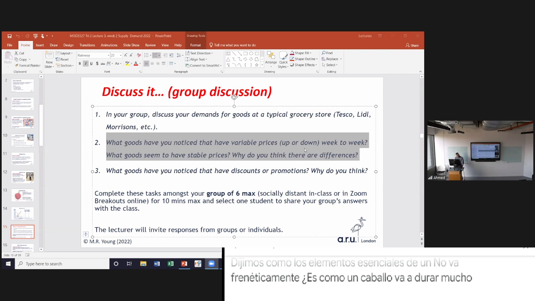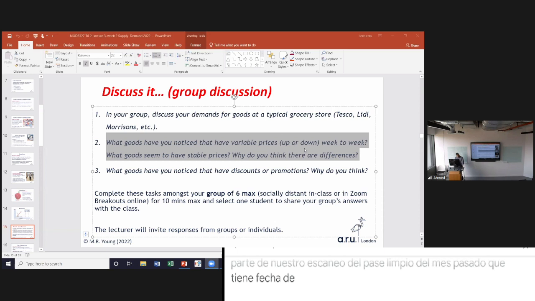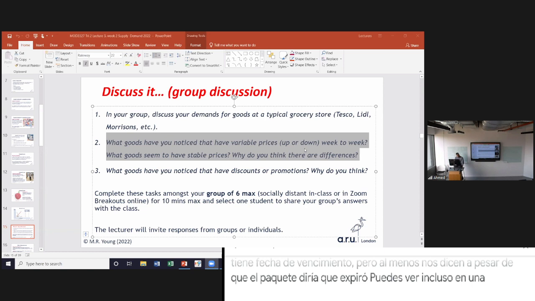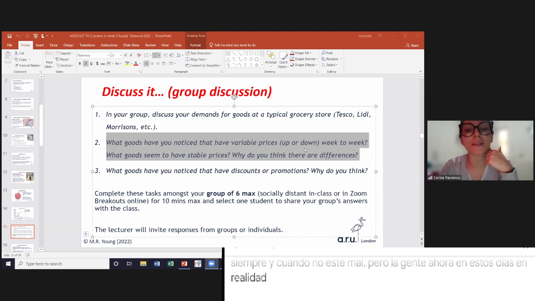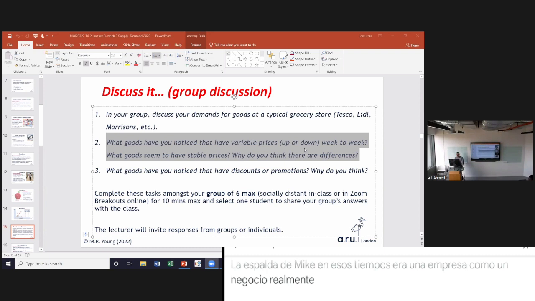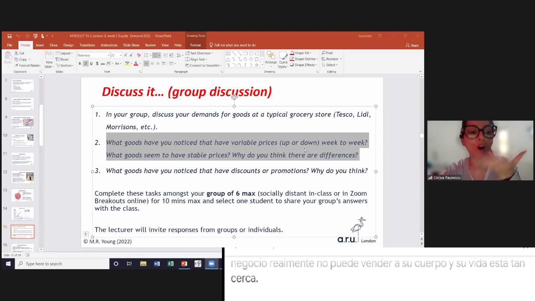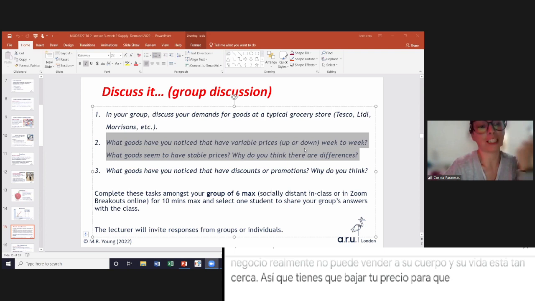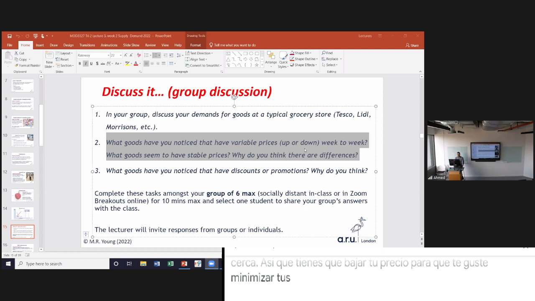I mean, pasta does have an expiration date on it, but it actually lasts. Even though the packet would say expired yesterday, you can still use it for cooking. Even a week or month later, as long as it's not rotting, you can still use it. But people these days look at the date and think, oh, it's bad. Yes, but you as a company, as a business, cannot really sell to your buyer when the date is so close. So you have to lower your price in order to minimize your stock, right? And your loss, indeed. Okay, good. Any other ideas about stable prices and variable prices?